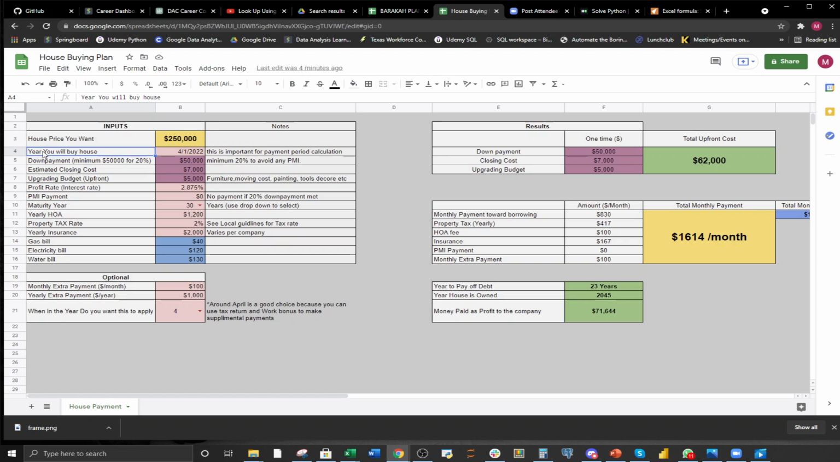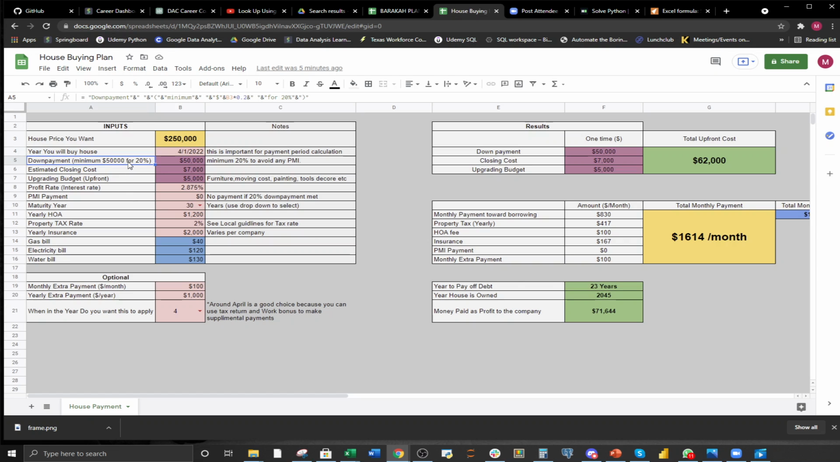And then we're going to go to the next line, which is the year you will buy the house. You don't have to be exact. Just pick a number where you think you might be able to buy a house. In our case, we put April of 2022. This number is not very important, but the only reason it's important is to be able to calculate when you will be able to own the house after paying off your debt.